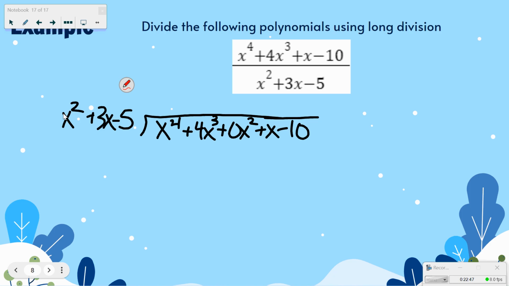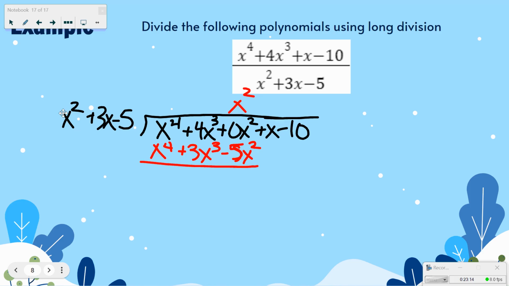X squared. How did we figure out x squared, Morgan? Because x squared times x squared is x to the 4th. Great job. That'll get us back x to the 4th. Now I'm going to keep that x squared and keep multiplying through the other terms. So x squared times 3x would get us 3x cubed. Now x squared times minus 5 will be minus 5x squared.